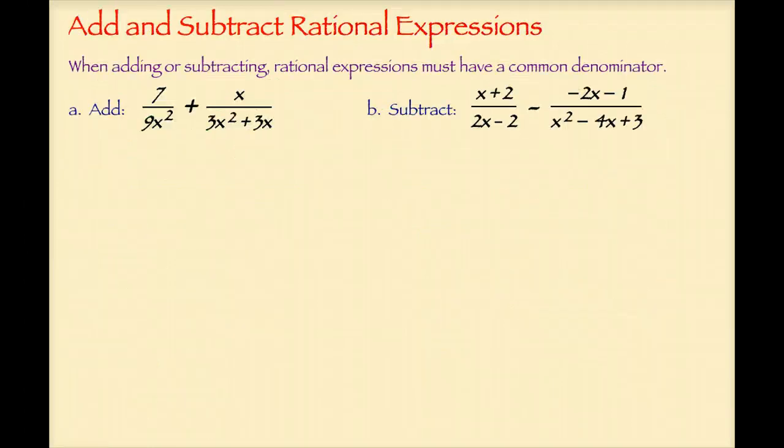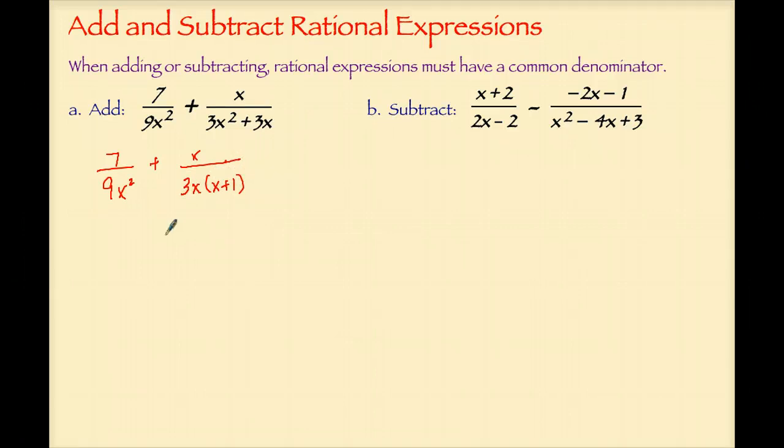Now, when adding and subtracting rational expressions, we're going to have to find a common denominator, just as you would if you were adding and subtracting fractions. But we will not be able to find a common denominator until we factor everything in our denominators first. So I'm going to rewrite this denominator, factoring out a 3x, and then that leaves an x plus 1.